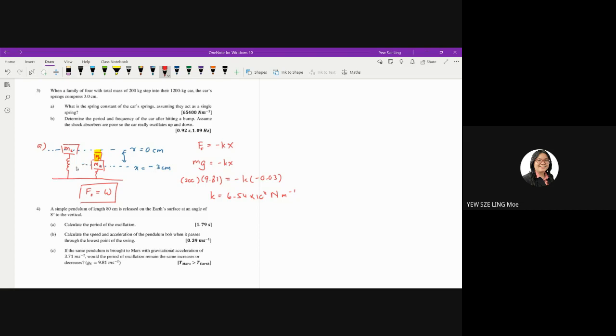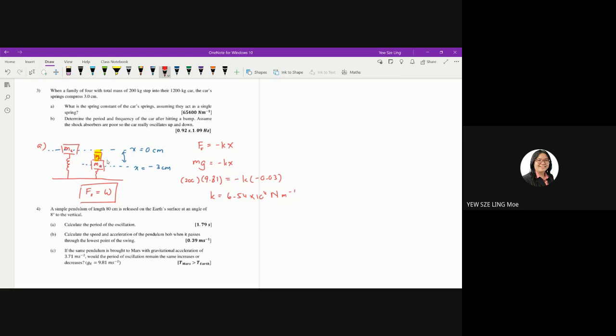Initially, you already compressed the spring with the 1200 kg object. So we take that position as x equals to 0. Now, by adding an additional 200 kg, that 200 kg caused a compression of 3 cm, therefore we just use the mass of that 200 kg. Okay, we just use 200 kg there.